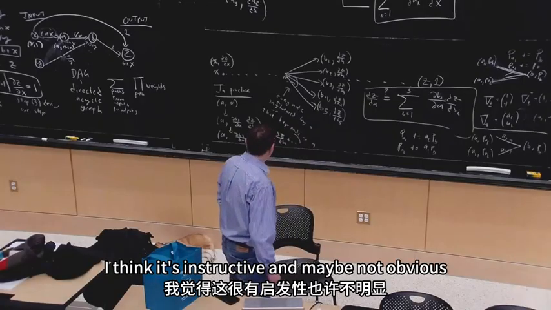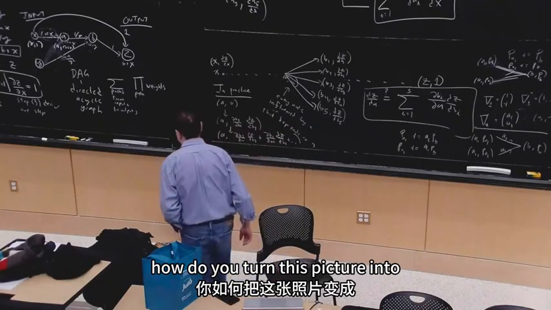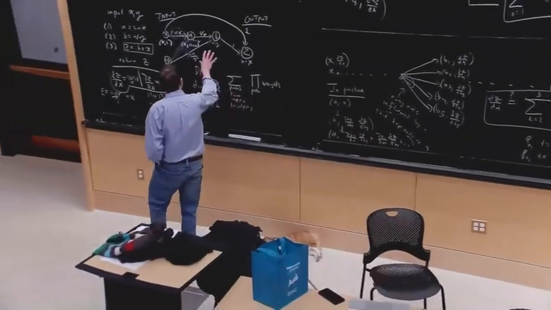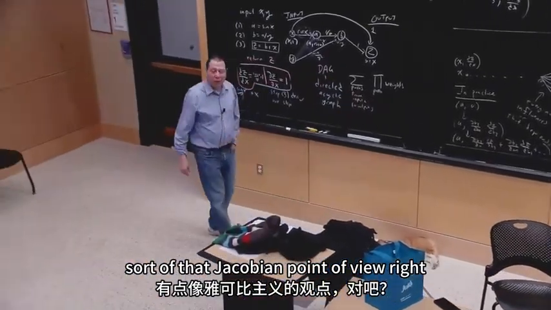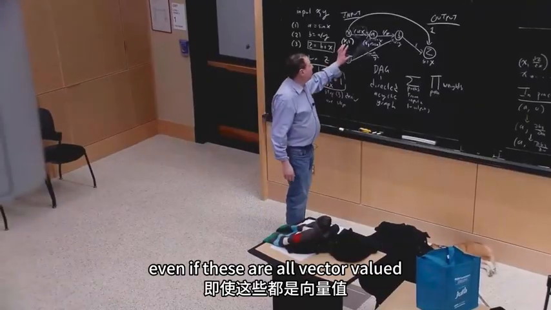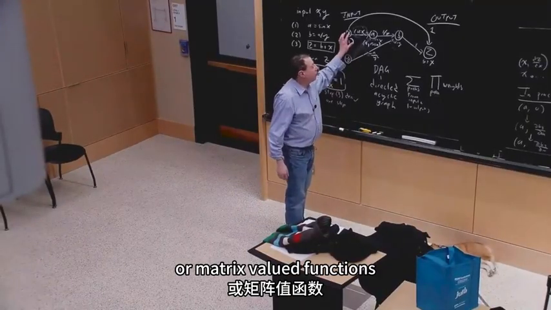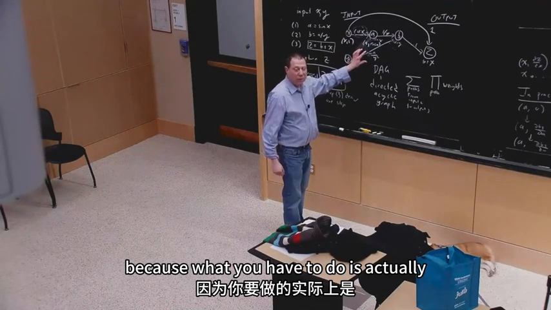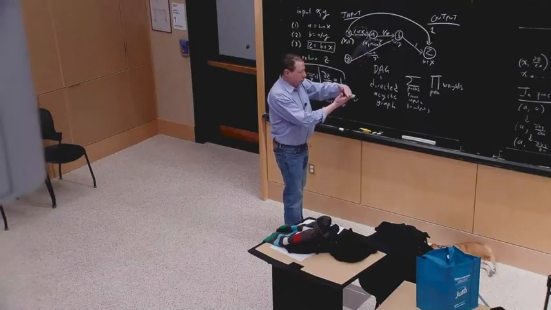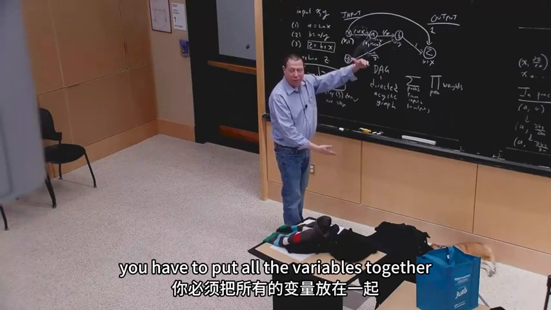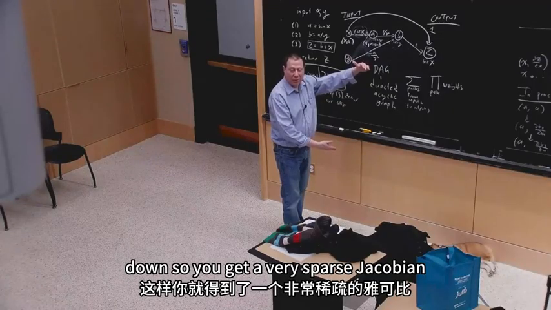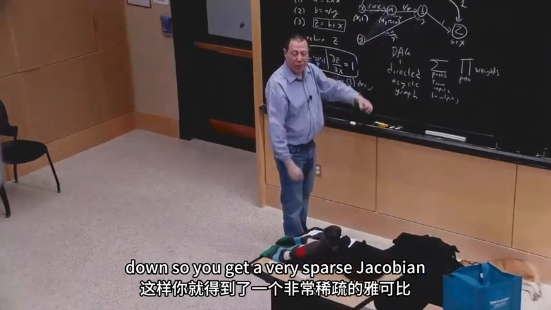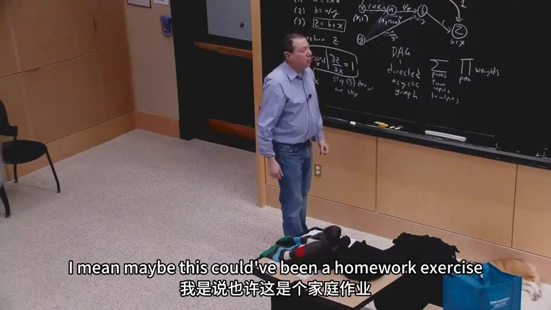So regarding the Jacobians, I think it's instructive and maybe not obvious. How do you turn this picture into sort of that Jacobian point of view, right? Or even if these are all vector valued or matrix valued functions, it gets a little bit confusing, because what you have to do is actually, you have to put all the variables together to be able to write down. So you get a very sparse Jacobian. I mean, maybe this could have been a homework exercise.